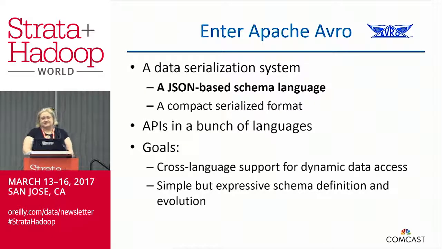It's a data serialization system. It's a JSON-based schema language, which is what's important for us today. And it's also a compact serialized format. It can be serialized in binary or in JSON. It has APIs in lots of languages. And in Comcast, we use Python, Java, C, C#, C++, and Go. And there's probably a lot more that we haven't even, Ruby probably has one. And then the goals of the Avro project are cross-language support for dynamic data access and simple but expressive schema definition and evolution.